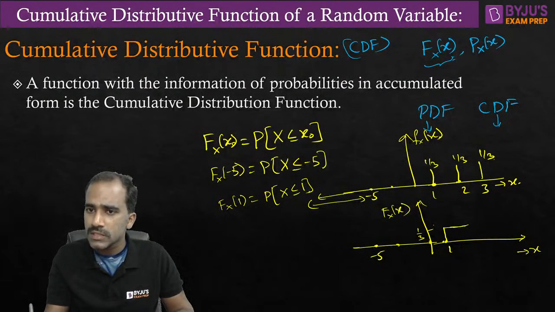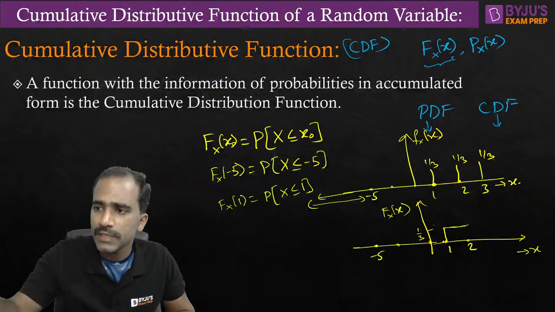Similarly, just before 2, if you add up the probabilities till any point between 1 and 2, it is the same thing, which is 1 by 3, because there is only one value to accumulate from 1 to 2. But at 2, what happens? Put value 2 here. Fx of 2, this function's value at 2.